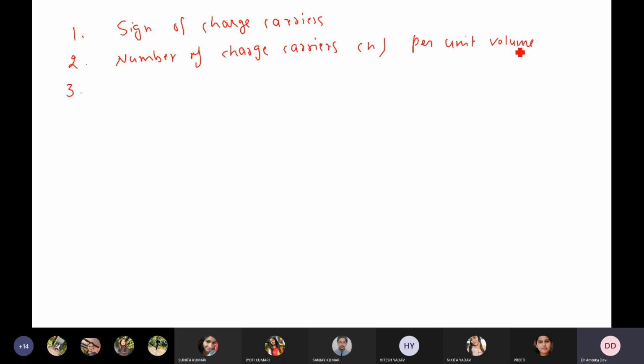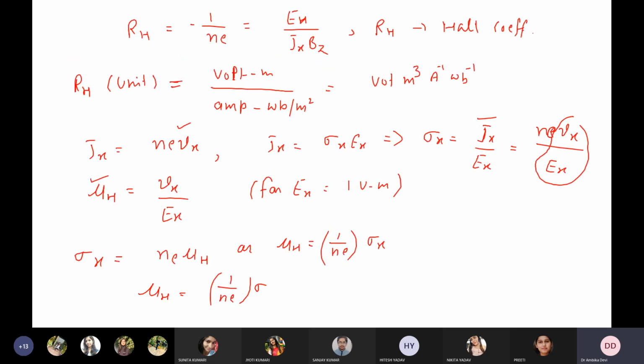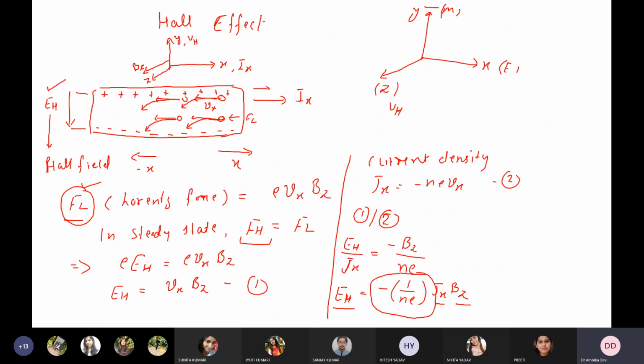So the concentration of electrons or the concentration of holes you can determine per unit volume using this experiment. Then it helps to determine the mobility of charge carriers. Mobility of charge carriers, right? So this is the importance of Hall effect. Is it clear? Any doubt here, students?